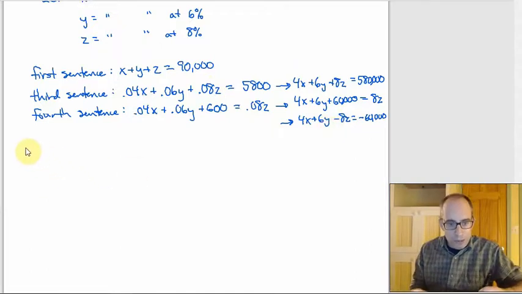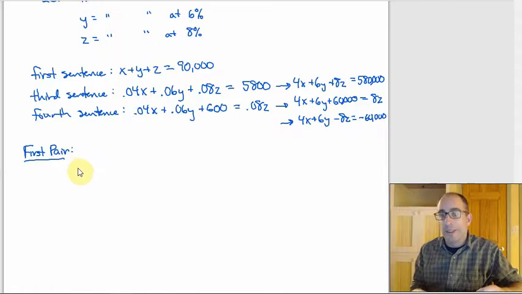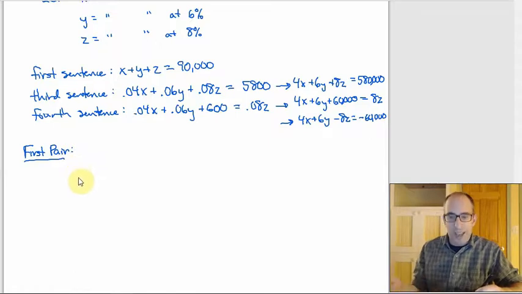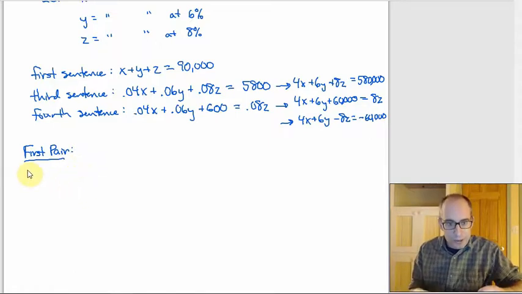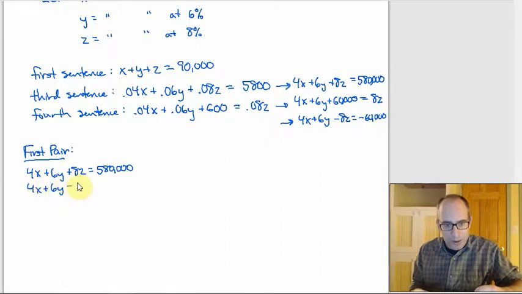So for my first pair, I'm actually going to use the two that we just cleared the decimals out of, because one of them has an 8z and the other one has a minus 8z. So we can just add and get rid of the z term. In that first pair, we've got 4x plus 6y plus 8z equals 580,000. And then we've got 4x plus 6y minus 8z equals negative 60,000.